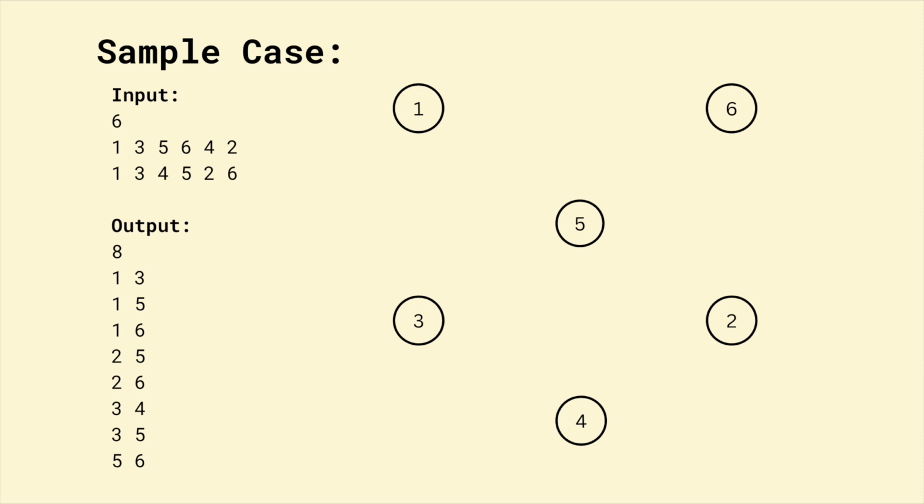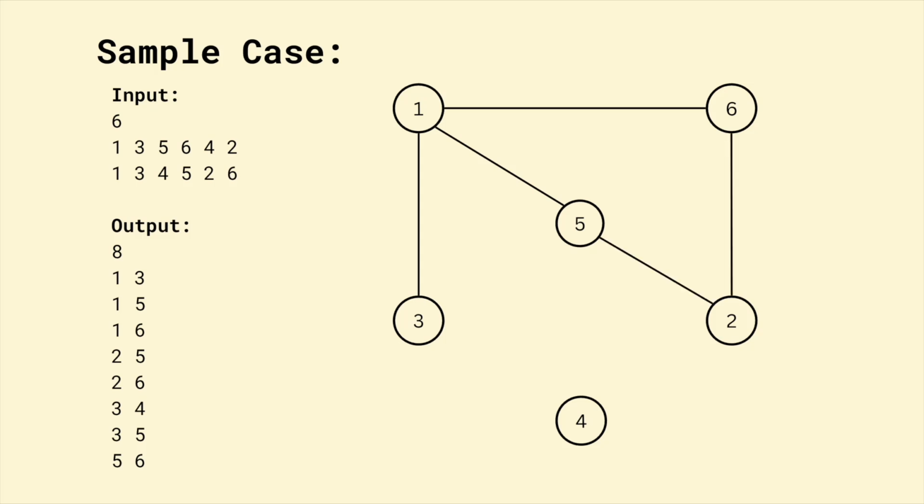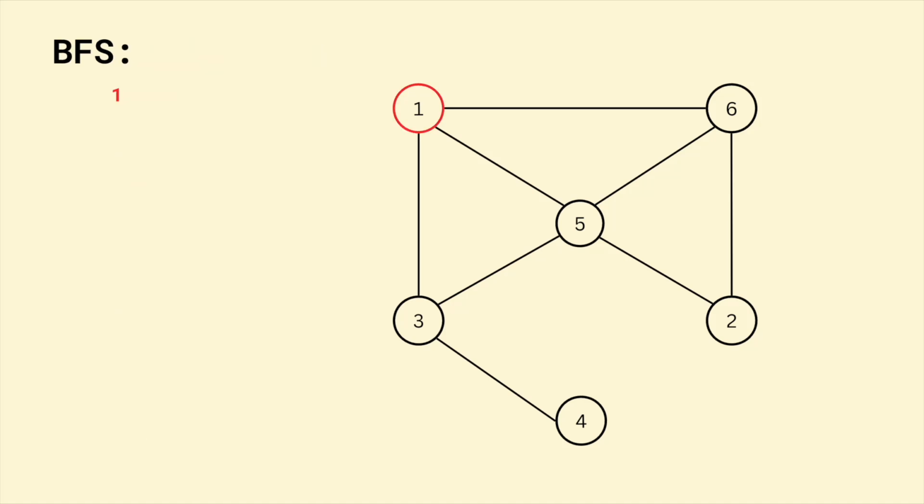Based on the output, the graph is built as follows. There is an edge between nodes 1 and 3, 1 and 5, 1 and 6, 2 and 5, 2 and 6, 3 and 4, 3 and 5, and 5 and 6. To confirm this, we can show the BFS starts at node 1, then goes to 3, 5, and 6, and then finally goes to 4 and 2, aligning with the input order.